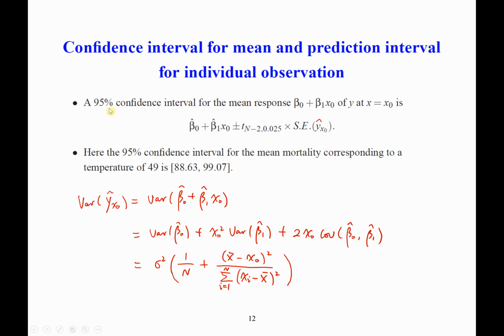And at the same time, we can derive the 95% confidence interval for the mean response at x0, that is beta 0 hat plus beta 1 hat x0, plus or minus t with n minus 2 degrees of freedom at 0.025, times the standard error. Here, the 95% confidence interval for the mean mortality corresponding to a temperature of 49 is 88.63 to 99.07.